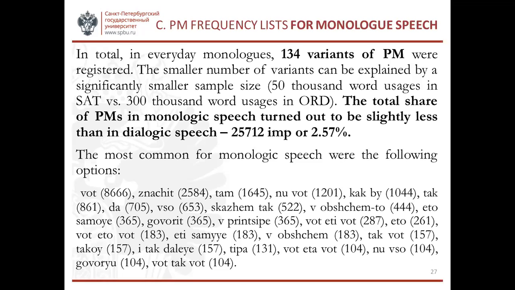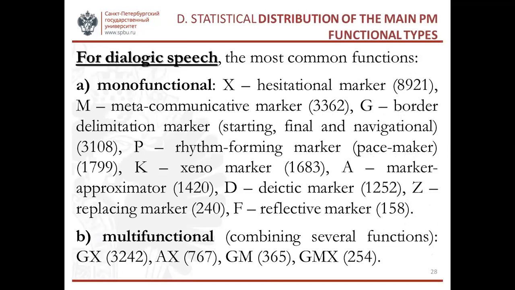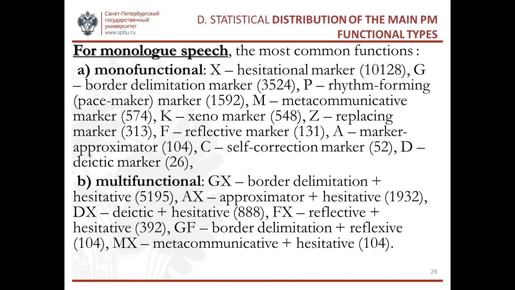2.57%. And again, you can see in this slide the most common options for monologues. And finally, let's look at the statistical distribution of the main pragmatic markers' functional types. First, for dialogues. For dialogues, you can see here in this slide the most common functions, and they are split into two subcategories. The first one is monofunctional usages, and B point is for multifunctional usages. And the next slide is about monological speech. And again, you can see the most common functions split into two subgroups for monofunctional and multifunctional usages.